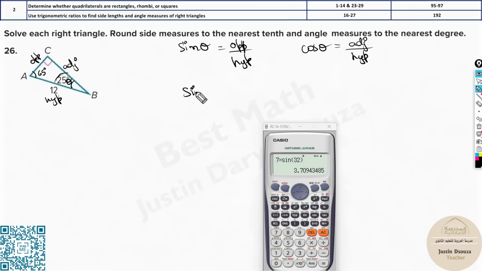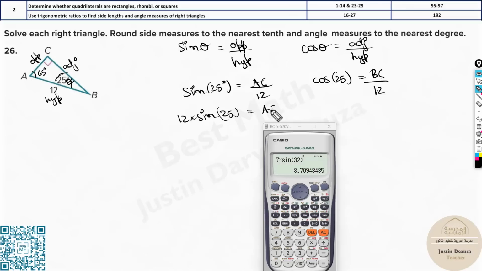Now here sine theta is 25 degrees and opposite is unknown. I'll write it as AC divided by hypotenuse, which is 12. Cosine 25 degrees is equal to adjacent, which is unknown, it's BC divided by 12. Now you take the 12 to the other side: 12 times sine 25 degrees is equal to AC, and over here 12 times cosine 25 degrees will be equal to BC.